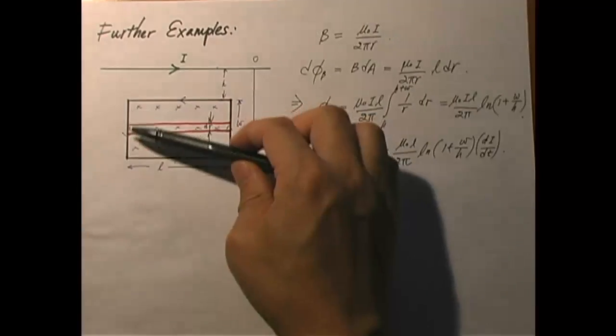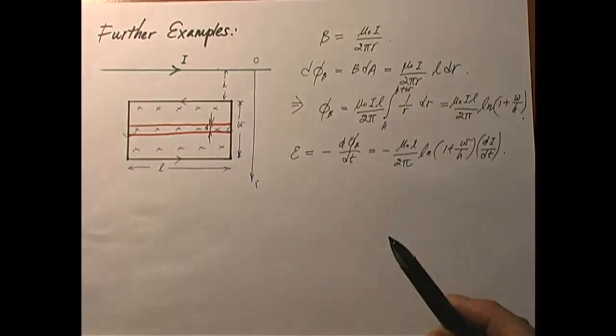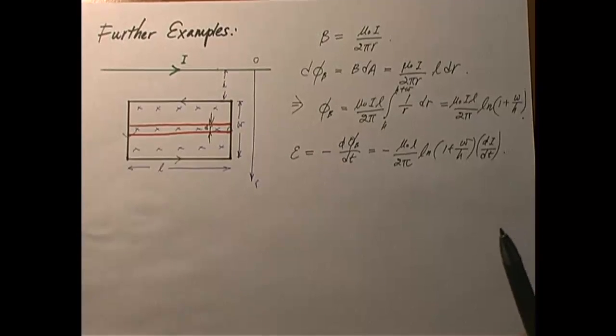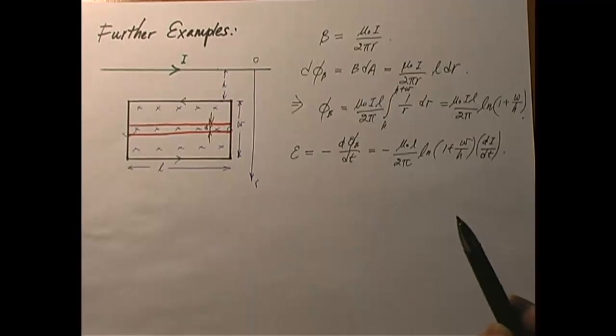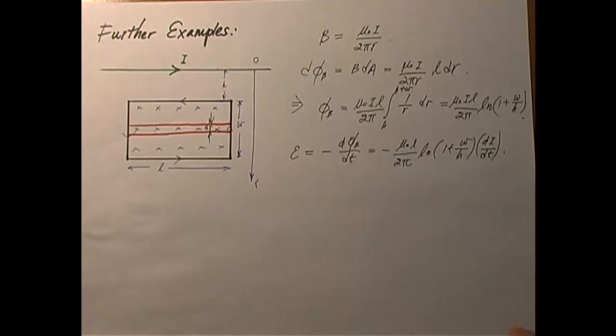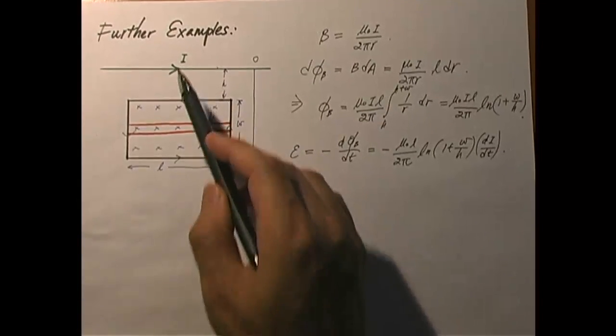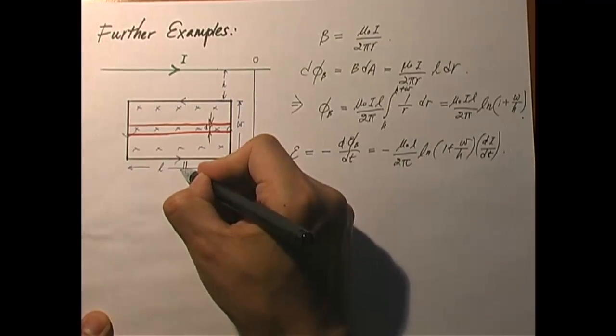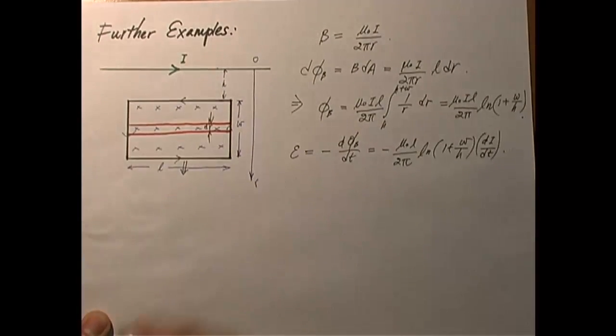Now, there is no motion for this piece of loop, but here is another version of the same problem. I have the same exact setup, but there is a different version, and that version is that I am not changing the current, rather I am pulling the loop down with a certain speed v.